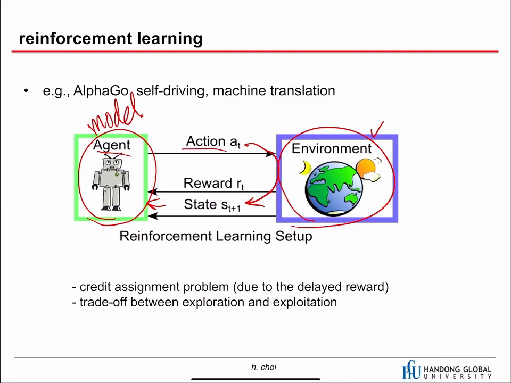When I recognize a tiger at this moment, then what is the next image? The current image has nothing to do with the next image, and the current prediction has nothing to do with the next image because the next image is already fixed. But in reinforcement learning, the current action changes everything.